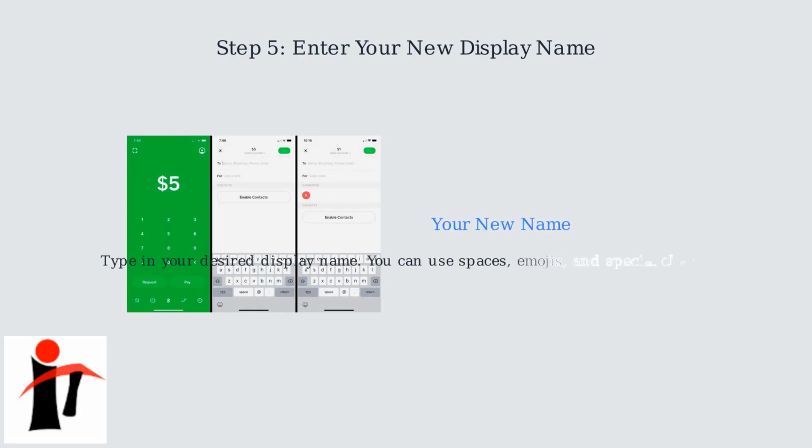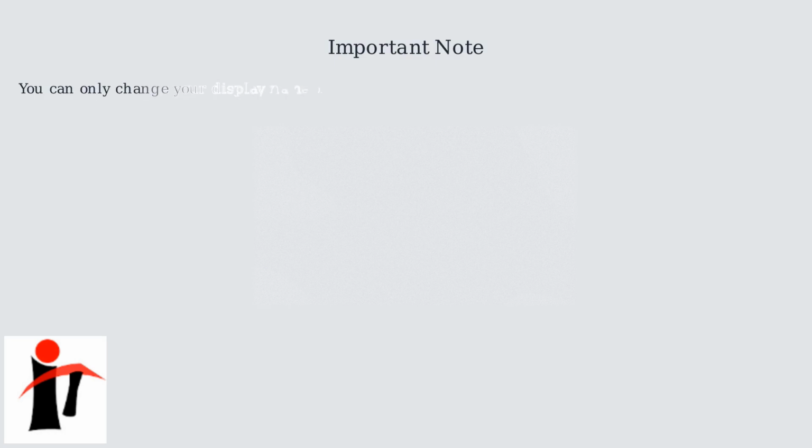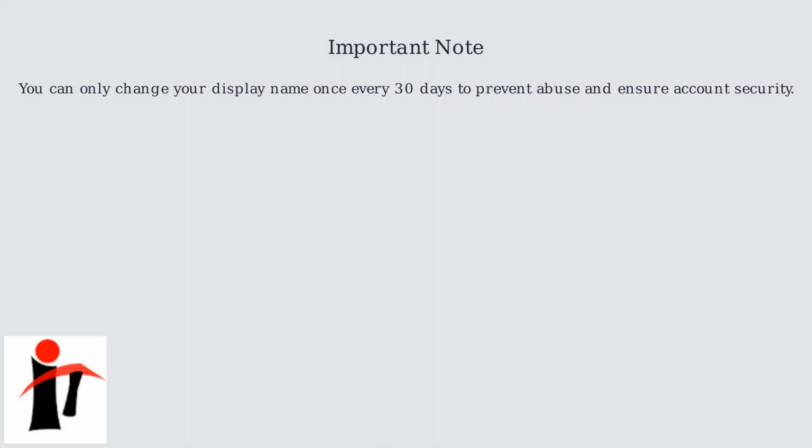Enter your new display name in the text field. Feel free to include spaces, emojis, or special characters for personalization. Finally, tap the Save button to apply your new display name. Remember, changes take effect immediately, but you can only update your display name once every 30 days to prevent misuse.